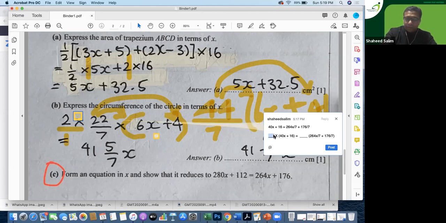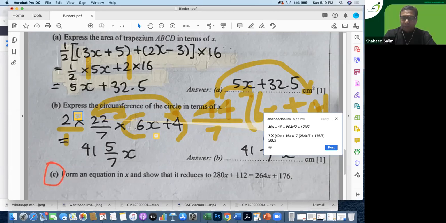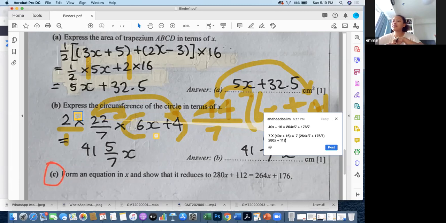So let us see here. We put a 7 here, we put a 7 here, because whatever you times on the left side, you can times on the right side. So let us see. We expand now. 7 times 40, what's the answer? 280x. 7 times 16? Use a calculator, no problem. 112. Can you see now, after multiplying by 7?